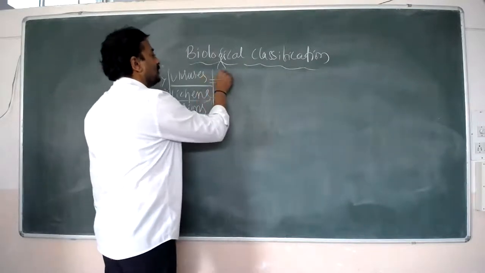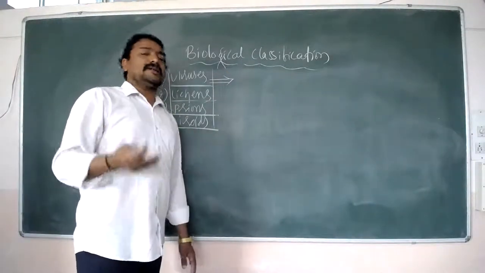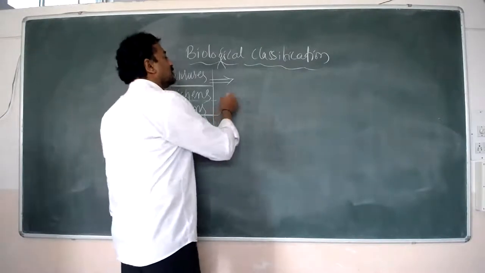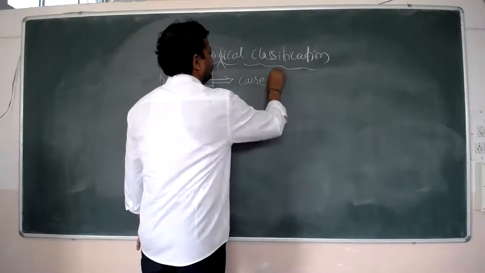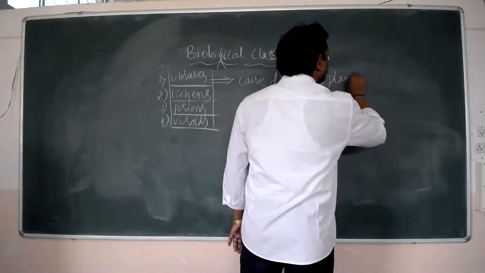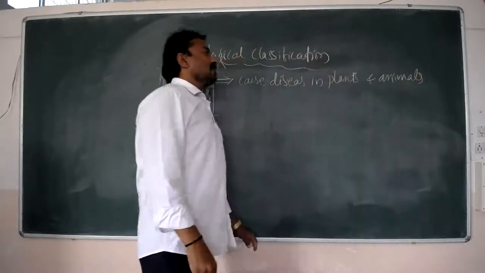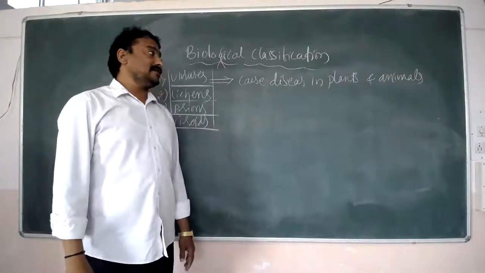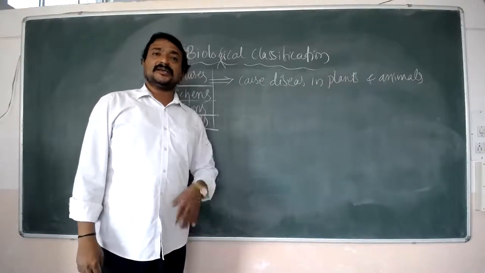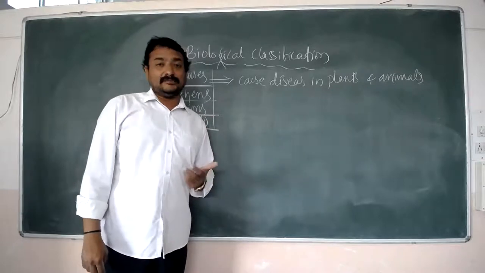Now, let us start a discussion about viruses. You know that viruses are normally infectious. They cause different types of diseases in plants and animals. The viruses which cause diseases in plants are called plant viruses. The viruses which cause diseases in animals are called animal viruses.